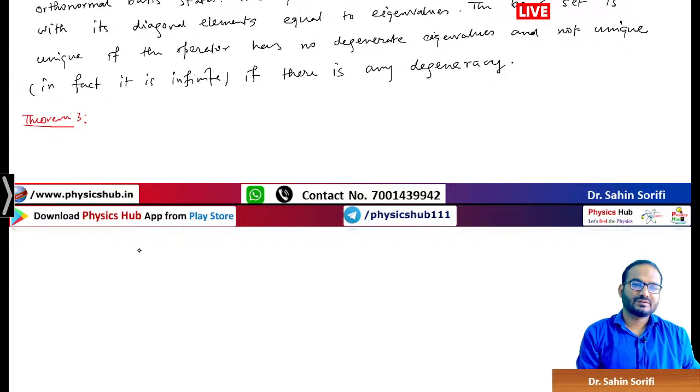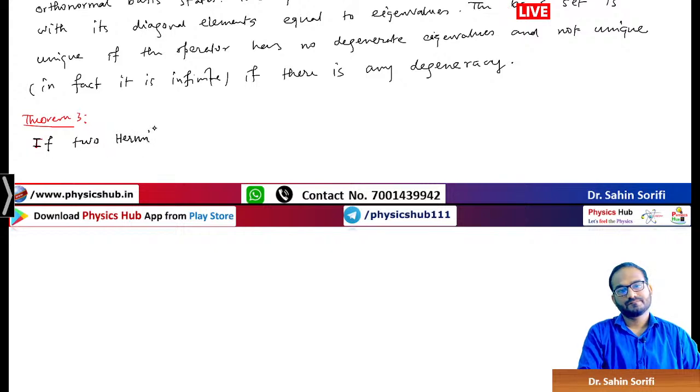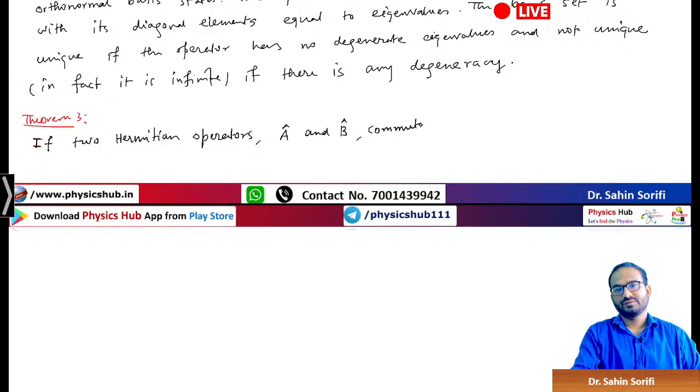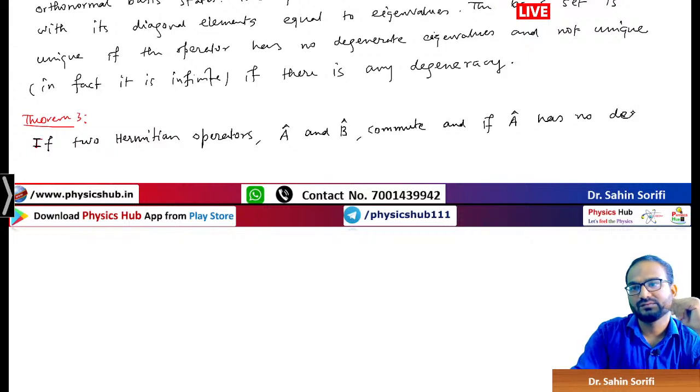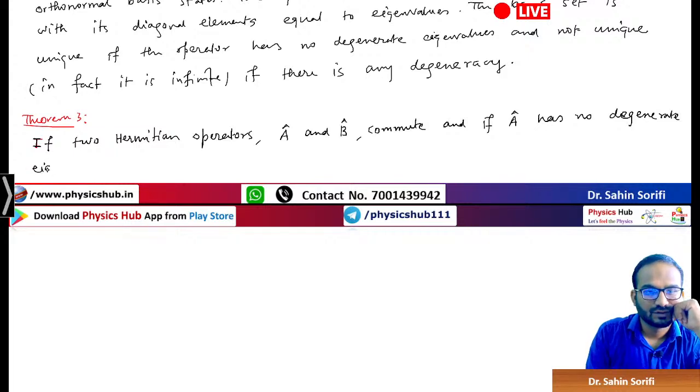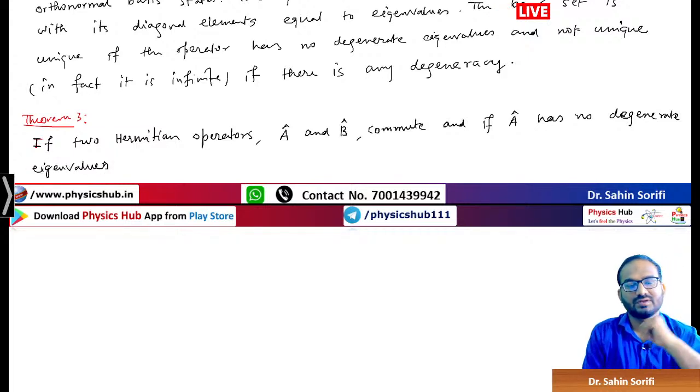Now this one is quite important. Sometimes questions are set from this. Let's say we have two Hermitian operators, A and B. If they commute, so the commutator of A and B is equal to 0, and if A has no degenerate eigenvalues, meaning no eigenvalues are equal, under this condition what will happen?